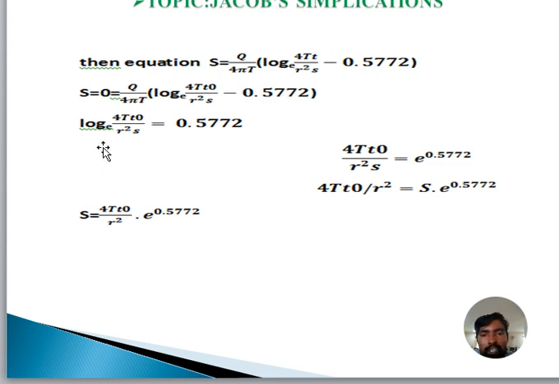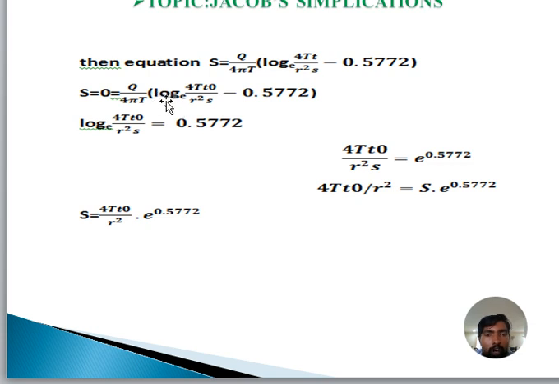Q by 4 pi T log e 4 T naught by R square S minus 0.5772, as it is. So automatically, log e 4 T naught by R square S is equal to 0.5772, so that entire portion is equal to 0 at that particular point. The Q by 4 pi T value is getting to 0.